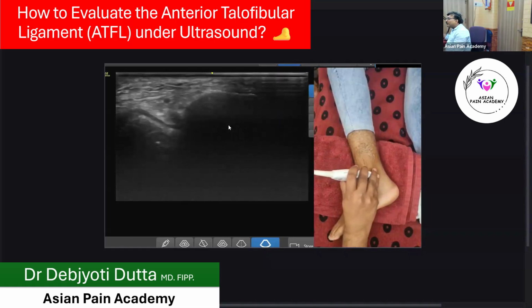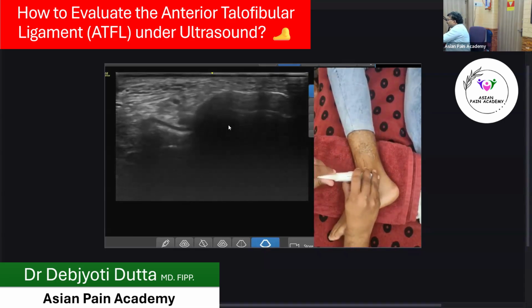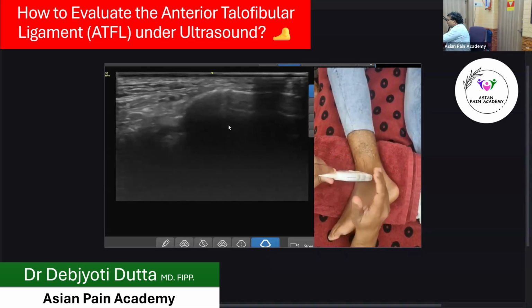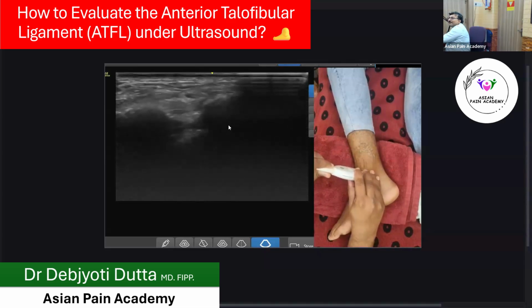Now keep hold of the lateral part on the fibula and rotate the anterior part over the tibia again. The ligament in between these two bones is the anterior inferior tibiofibular ligament. But let's come to the most important ligament, that is the ATFL.